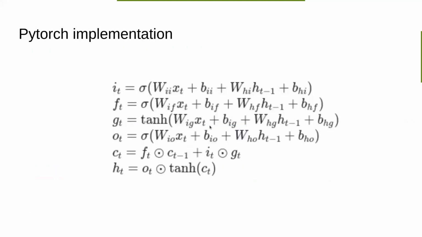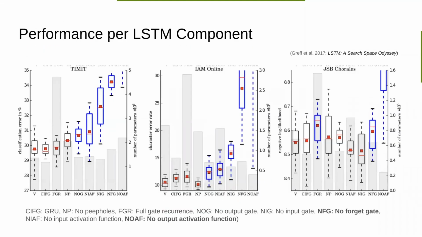People have actually done empirical studies on that, and if you closely look at this graph, you see that in the no forget gate situation, NFG, the error rate actually increases without a forget gate. So based on empirical studies, it's been shown that the current implementations and their variations are actually quite good.